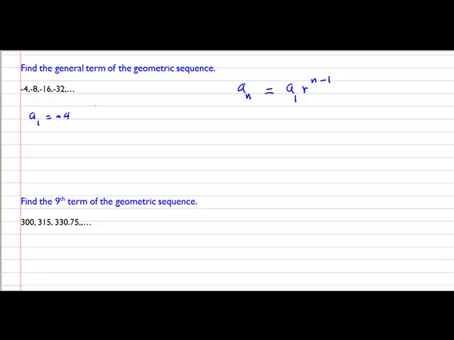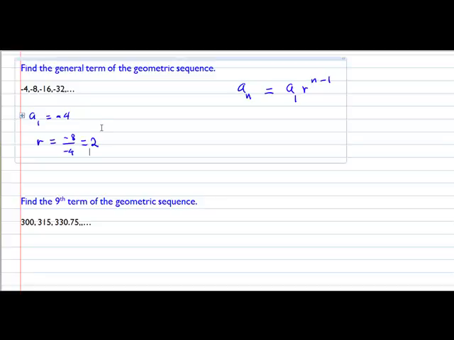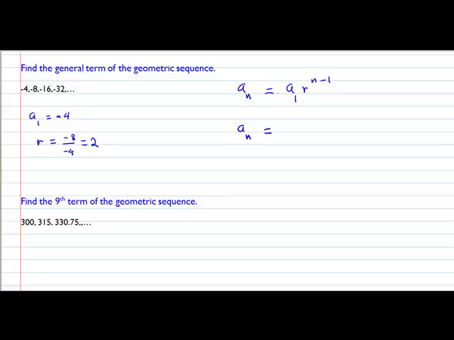Now to find r, we take minus 8 divided by minus 4, equal to 2. So now we just use the formula here, so it will be a sub n equal to minus 4 times 2 to the n minus 1. This is the general term of a geometric sequence. So this is our answer, which they asked me for.